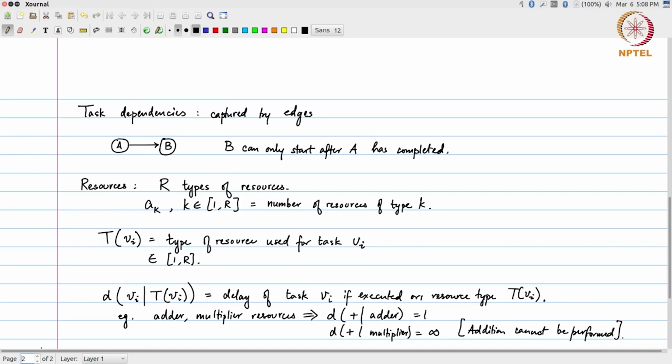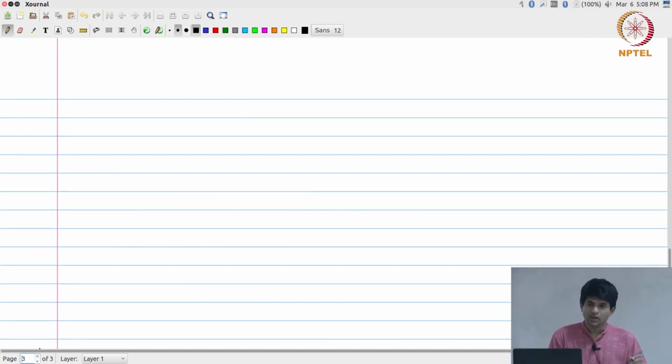Keep in mind that this D could be a variable, meaning that if I execute addition on a general purpose CPU versus if I execute addition on a custom full adder module versus if I execute addition on a serial addition module, they could take different delays. So in general, even D depends both on the task as well as the type of resource onto which it has been scheduled.